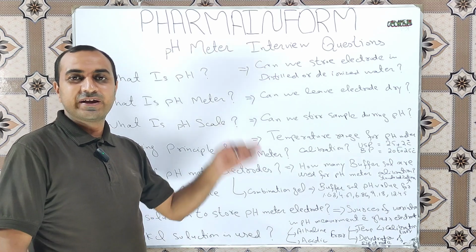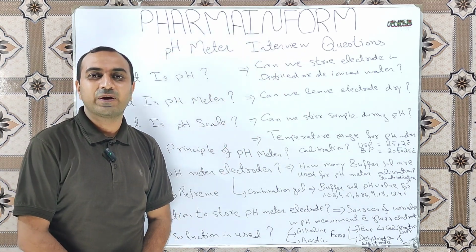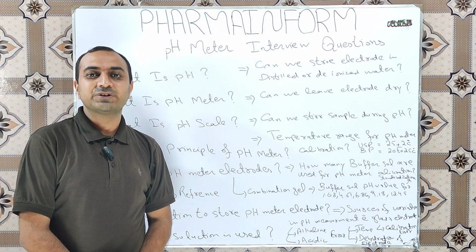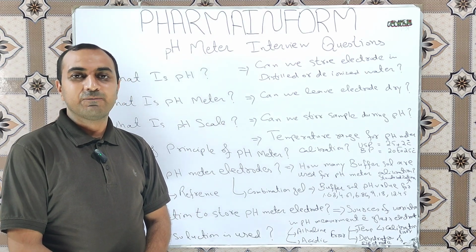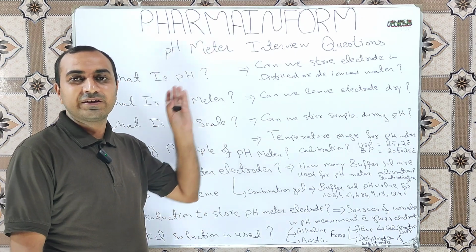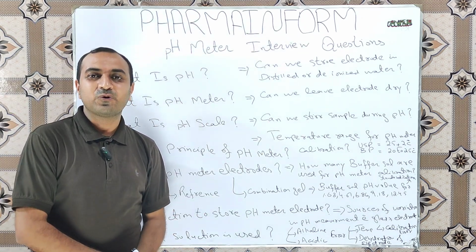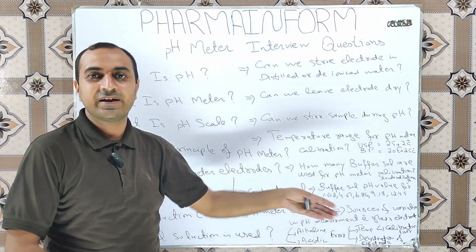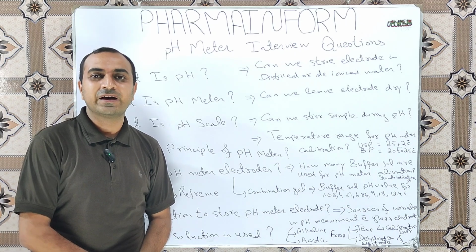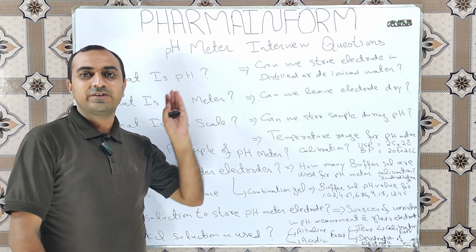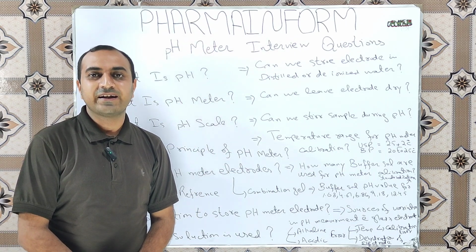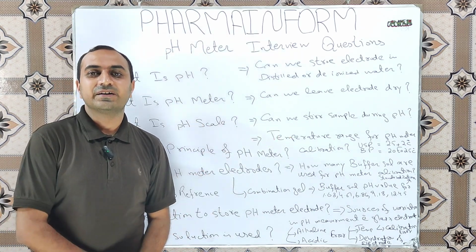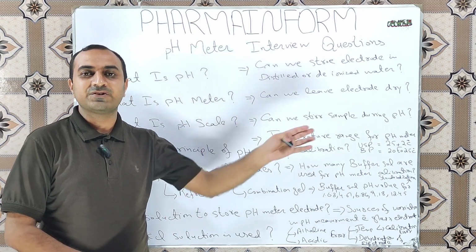The first question is, what is the pH? Many of us are not familiar with the abbreviation of pH. pH stands for the potential of hydrogen. pH is an important test which is used for various solutions, and if the pH value for any solution is low, it indicates that hydrogen ion concentration is higher in the solution and the solution will be acidic. If the pH value for any solution is high, it indicates that hydrogen ion concentration is low and the solution will be basic.